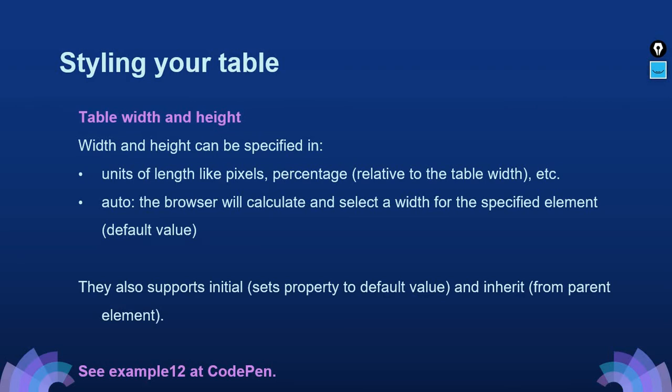Width and height can be specified in units of length like pixels, percentage, and others, and also through auto. With auto, the browser will calculate and select a width for the specified element, like a default value. They also support initial, which will set the property to the default value, and inherit, which can inherit from the parent element.